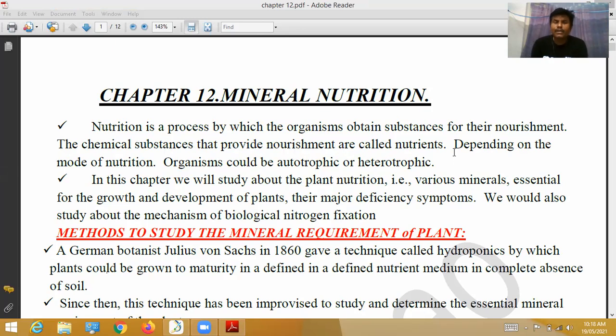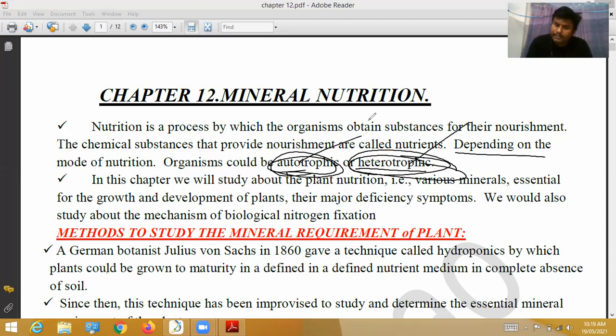Depending on the mode of nutrition, organisms could be autotrophic or heterotrophic. If food material is prepared by the organisms themselves with the help of atmospheric substances, they are autotrophic. If organisms depend upon other organisms, they are heterotrophic. Autotrophs prepare their own food; heterotrophs depend upon autotrophic organisms.